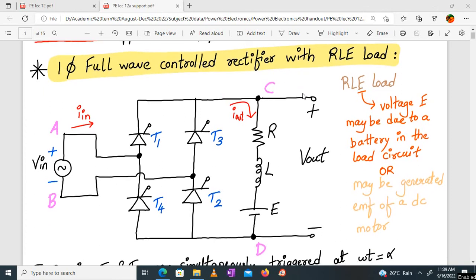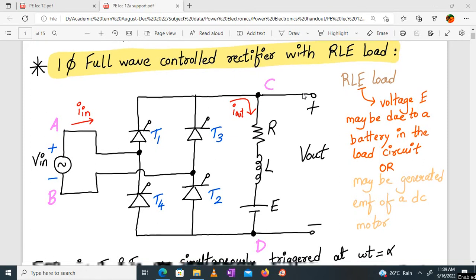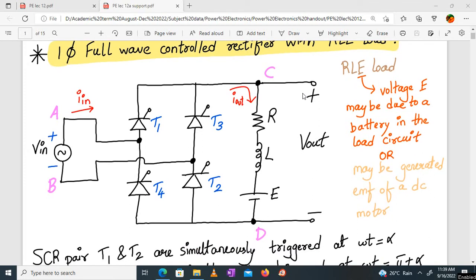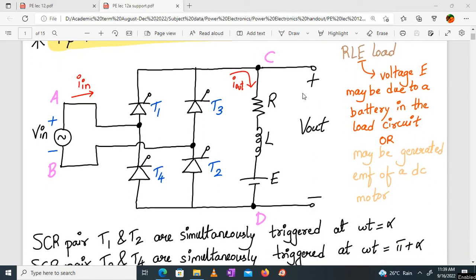In the last two lectures we have discussed RL load, the same configuration with RL load. So quickly draw the configuration. Over here we have T1 and T2 simultaneously triggered at omega t equal to alpha, and T3 and T4 are the pair of SCRs which are simultaneously triggered after pi radians, that is pi plus alpha.